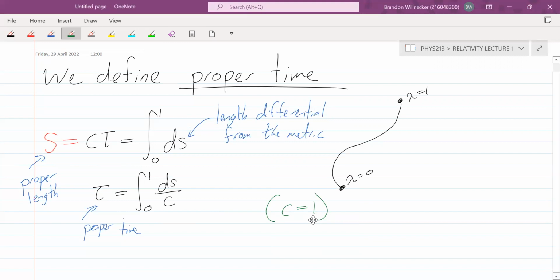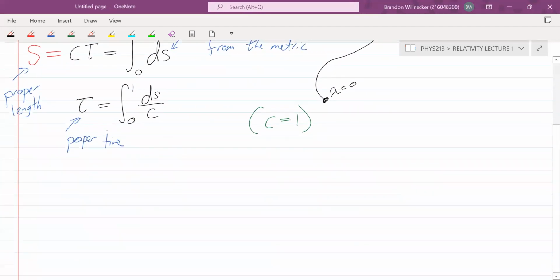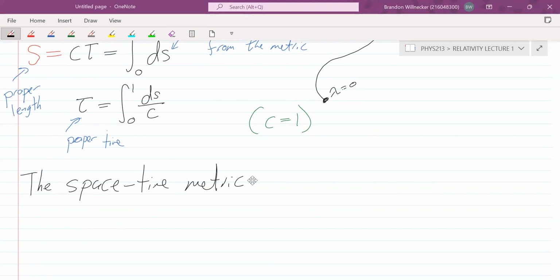Okay, so now that we know how to define proper time in terms of the length differential, which is defined in terms of the metric, let's finally talk about the space-time metric. The space-time metric for flat space-time. If this was curved space-time, we would be looking at general relativity, finding that kind of metric. This is also called the Minkowski metric.